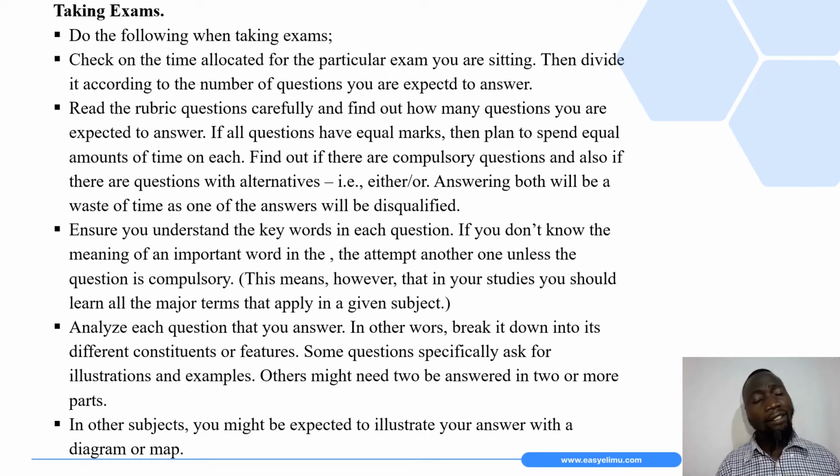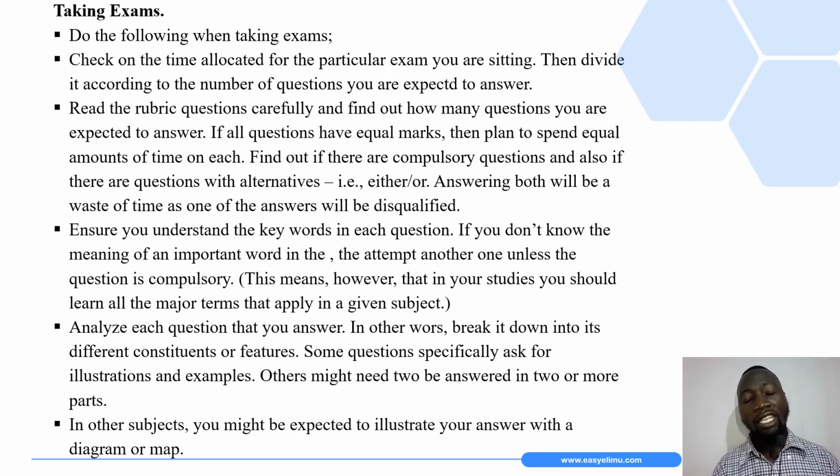Now, that aside, under preparation for the exams, the next question is, what are we supposed to do when taking the exams? Dear students, do the following when taking your exams. The first thing is that you check on the time allocated for the particular exam you are sitting. Then divide it according to the number of questions you are expected to answer.